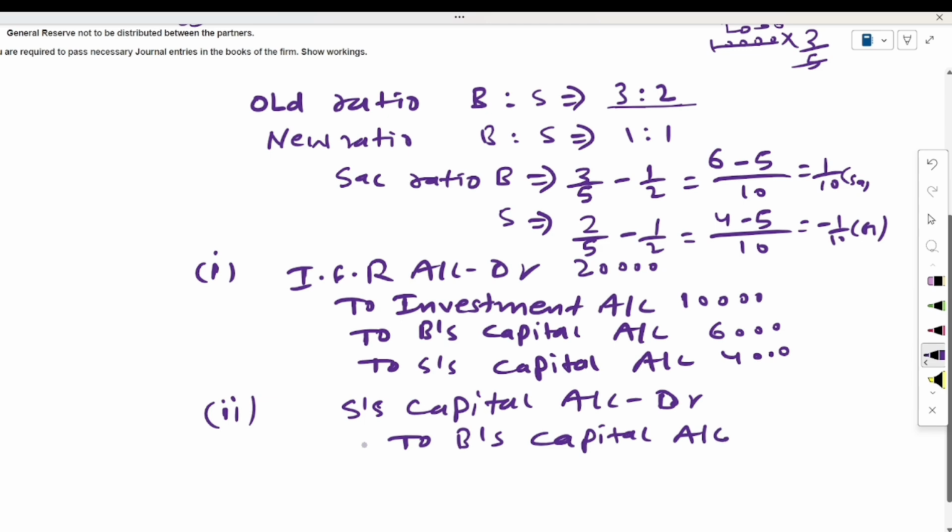How much will the amount be here? Your goodwill value is 24,000. It means 1/10 of 24,000. 2,400 will be your goodwill amount.